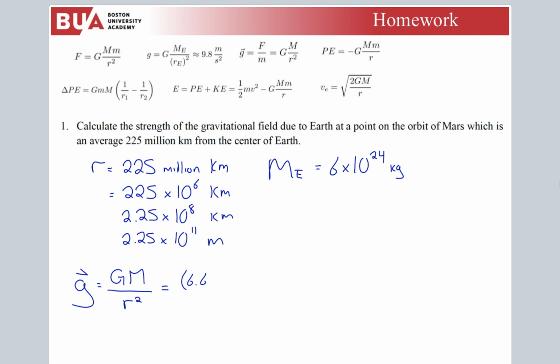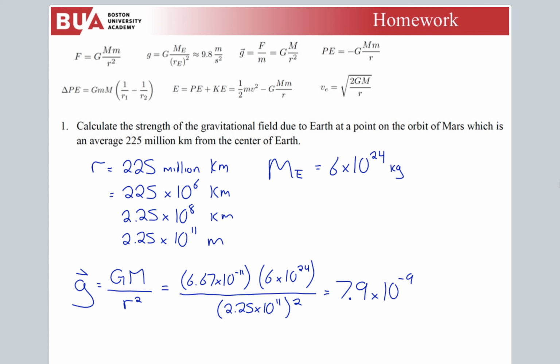We get 6.67 times 10 to the minus 11 times 6 times 10 to the 24, all over 2.25 times 10 to the 11 squared. This should be about 7.9 times 10 to the minus 9. Now, when we're talking about fields, we tend to say the units as being newtons per kilogram, but it is still just meters per second squared. This comes from the fact that really the equation for the field is the force over a mass, because F over m is GM over r squared. If I was to multiply both sides by little m, I get the force of gravity. So force in newtons, mass in kilograms, but same thing.